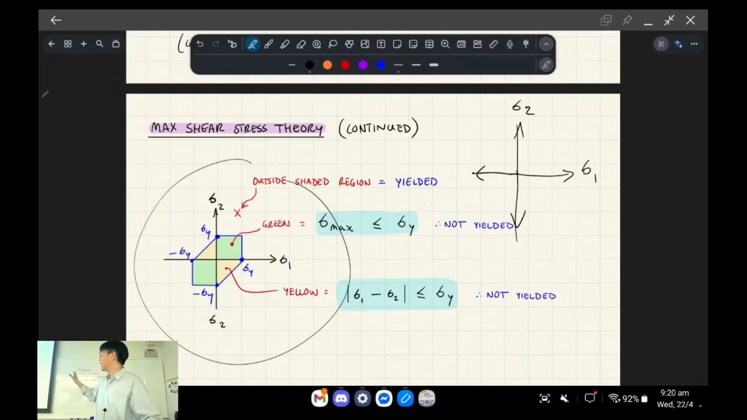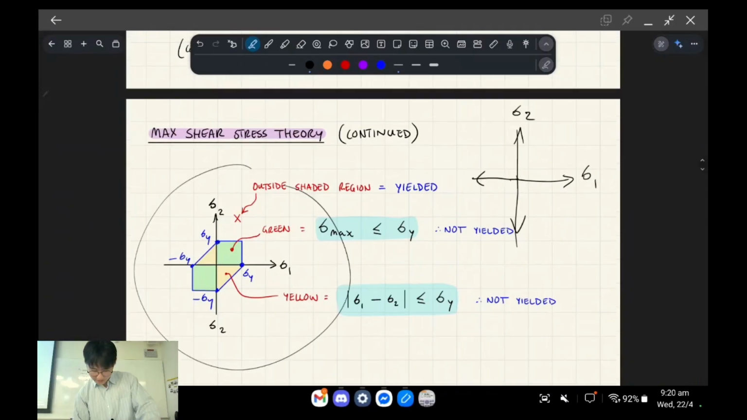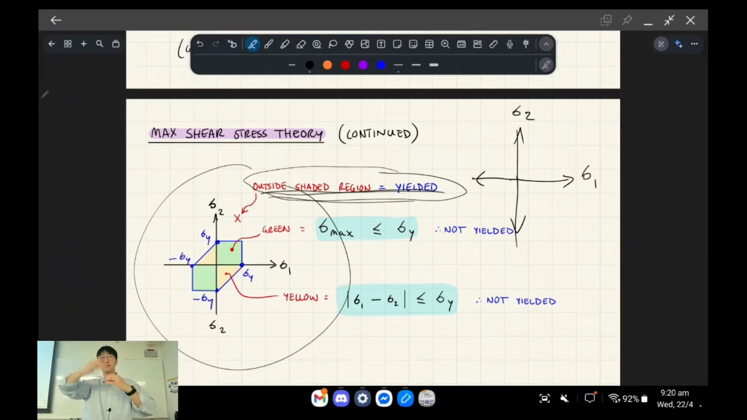Okay. And then you're going to see something called a failure envelope, right? So what it means is everything contained within this region, what I've highlighted in yellow or green, is going to not fail. And anything outside of it is going to fail. So remember, this is for ductile materials, so it will basically yield outside this envelope.